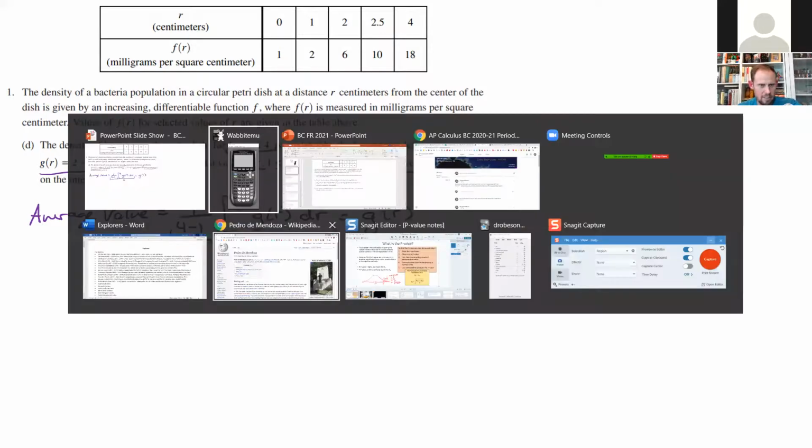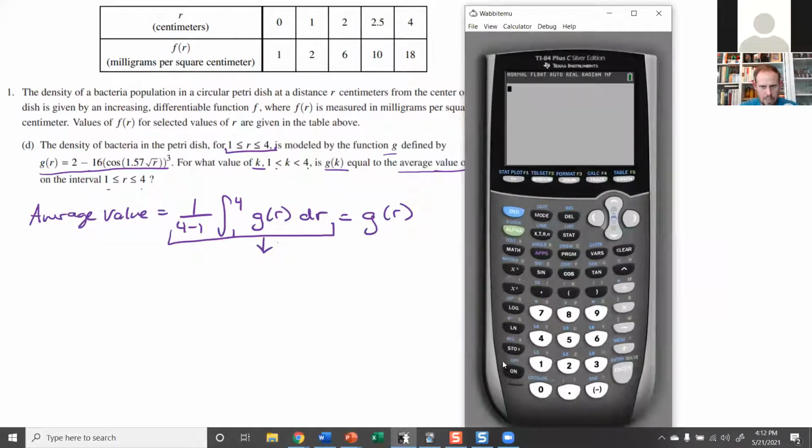But I'm going to evaluate this on the calculator and get an answer. And then I'm going to solve it using the graphing. So let's see if I can evaluate it on the calculator. So one thing I did at the very start of class is I figured we'd be using that function. So I stored that in y1. So I've got it there in y1. So now I want to find this. So 4 minus 1 is 3. So we want 1/3. So 1 divided by 3 times the integral.